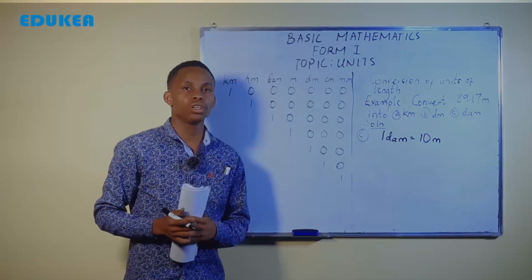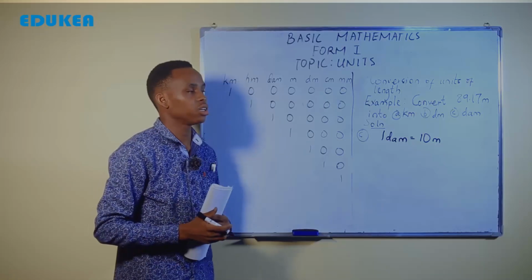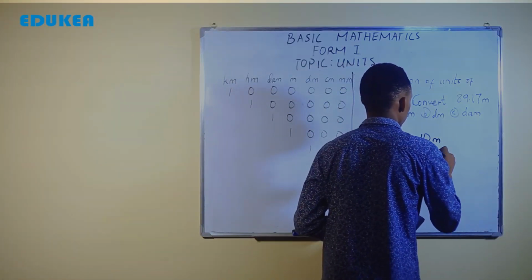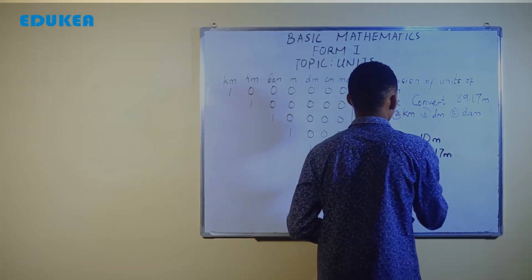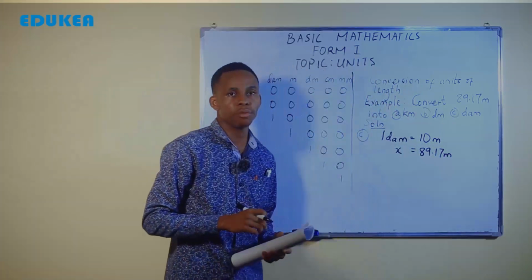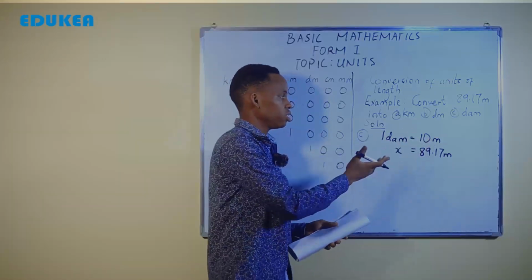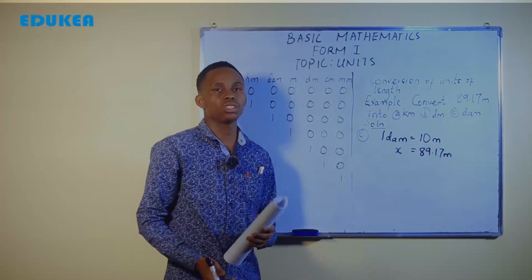So given 89.17 meter equals to how many decameter? At this point, you cross multiply. X times 10 and 1 decameter times 89.17.